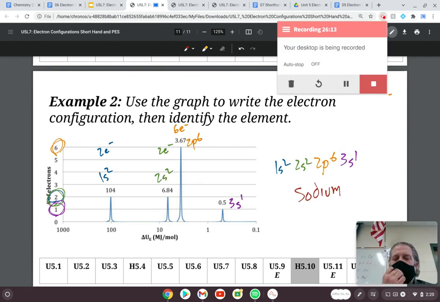I saw that the first peak hit the bar of 2 electrons, so I thought it was a 1s2. The second peak hit the bar of 2 electrons, so it was a 2s2. The third peak hit the bar with 6 electrons, so 2p6. And the fourth peak hit the bar with 1 electron, so 3s1. So the element that I decided it was going to be was sodium, because it's 1s2, 2s2, 2p6, 3s1. Questions?